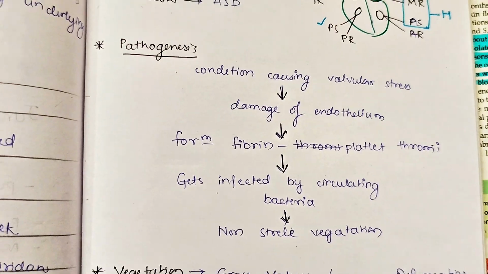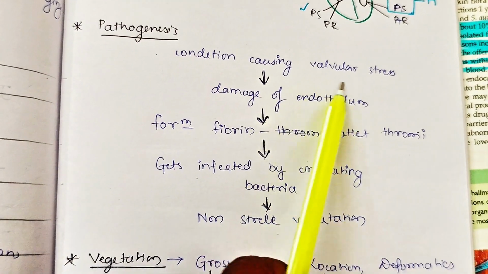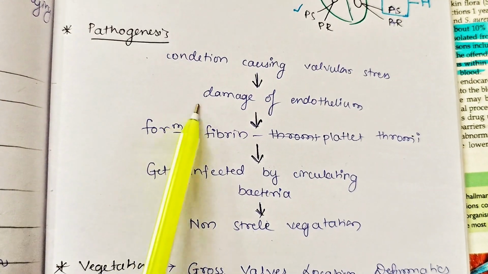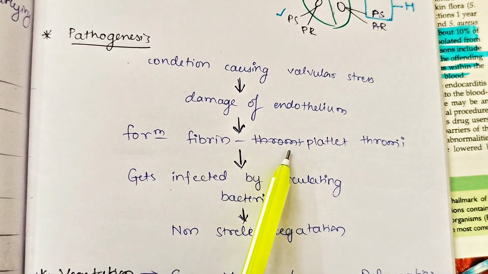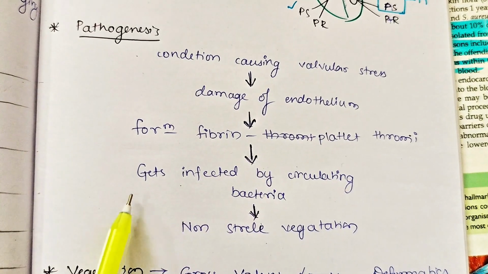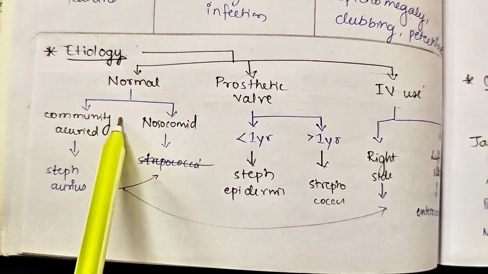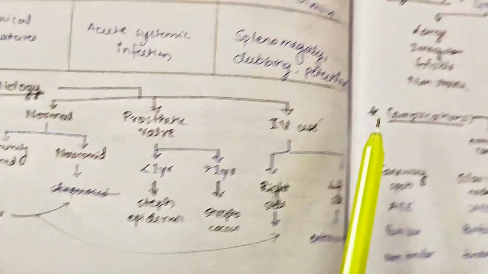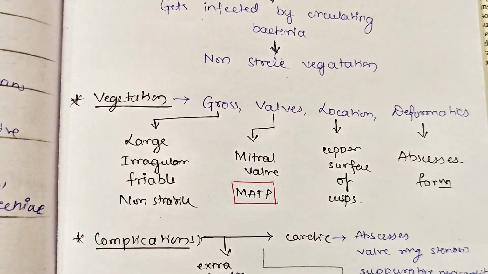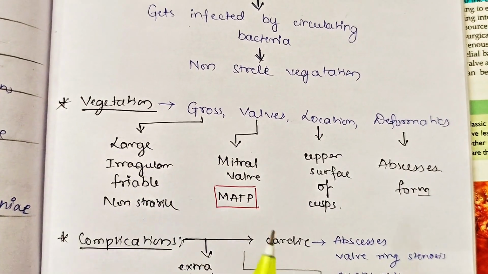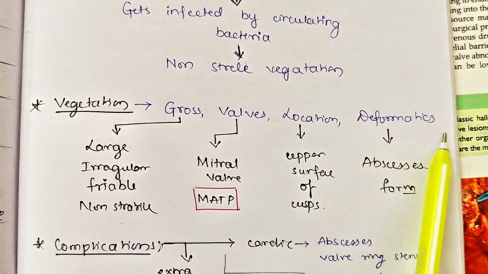Now pathogenesis. In these kinds of diseases which cause valvular stress and damage of the underlying endothelium, fibrin platelet thrombi can form, which get infected by circulating bacteria that came into the body through these routes. Then the bacteria form non-sterile vegetations. Now what are these vegetations? This can be described under 4 headings: gross, valves, location, deformity.